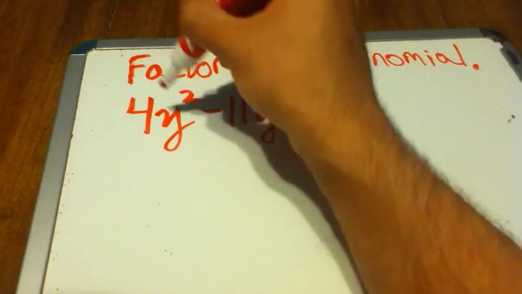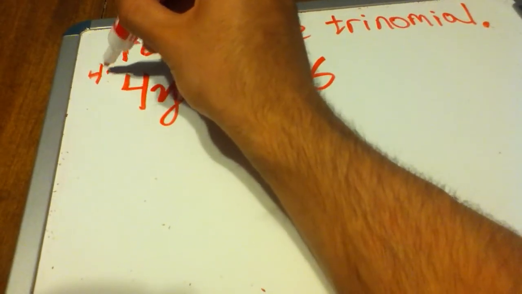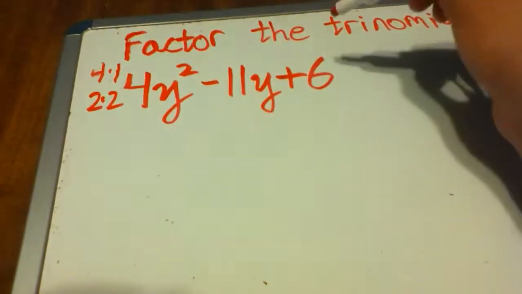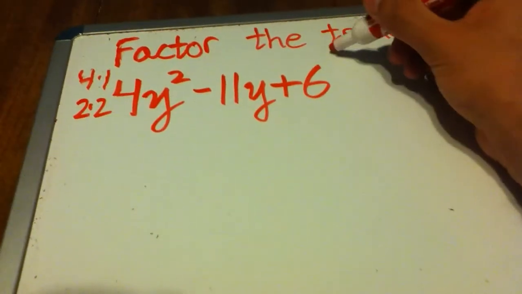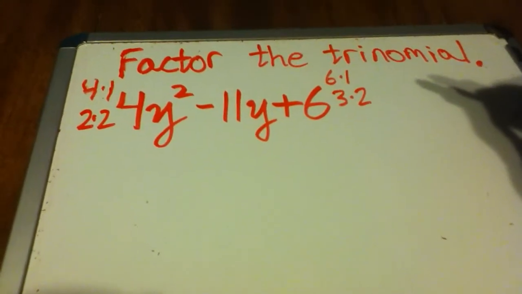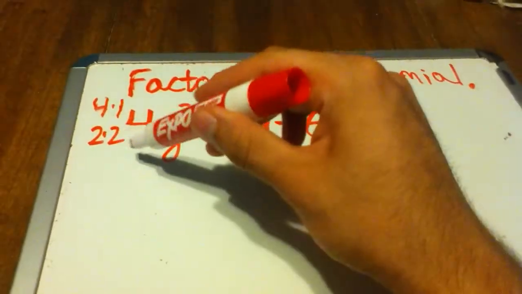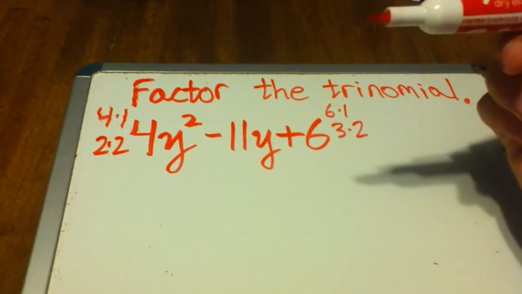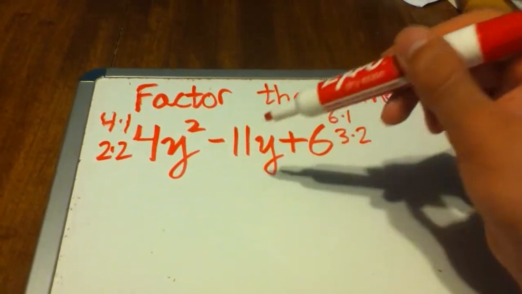So I say, what are my factors of 4? That is 4 and 1, and also 2 and 2. And those are my factors of 4. Now I look at 6. What are my factors of 6? 6 and 1, and 3 and 2. And so what I do here is I look at these factors of the first term and the last term, and I ask myself, what combination of these two terms will give me a negative 11?